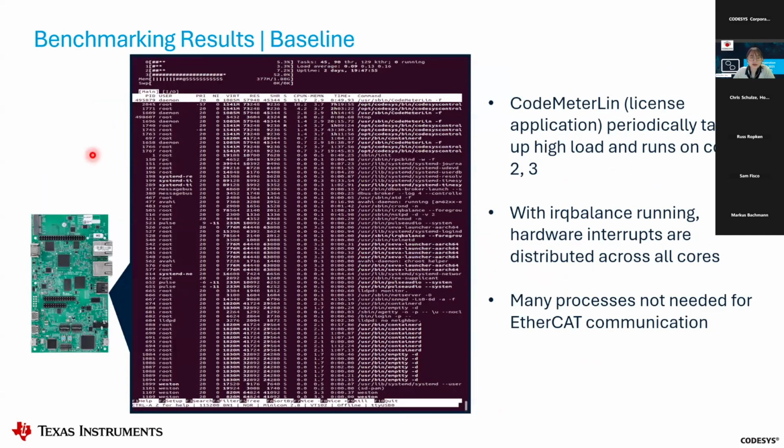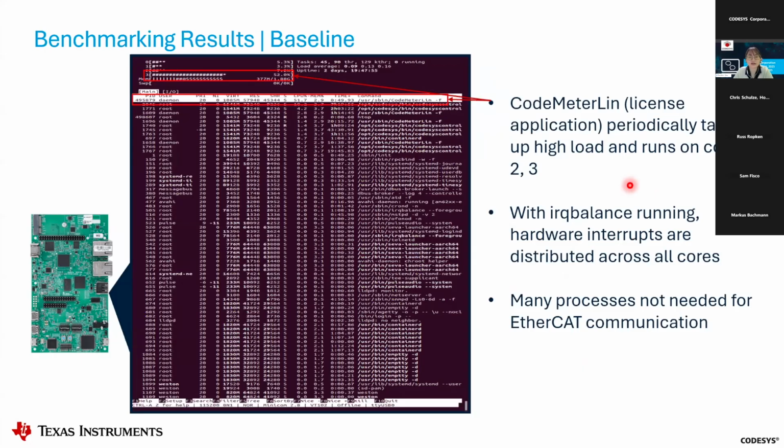From the evaluation module itself, I can run htop on the serial console to see a list of various background processes that are running on the processor and taking up CPU load. One thing I noticed right away is that the CODESYS license application called CodeMeter periodically takes up a significant amount of load and seems to load across cores 0, 2, or 3, but interestingly enough, not on core 1, the same core that the EtherCAT task is running on.